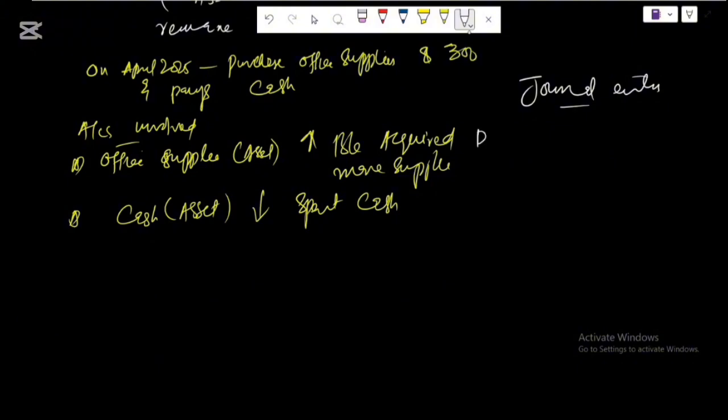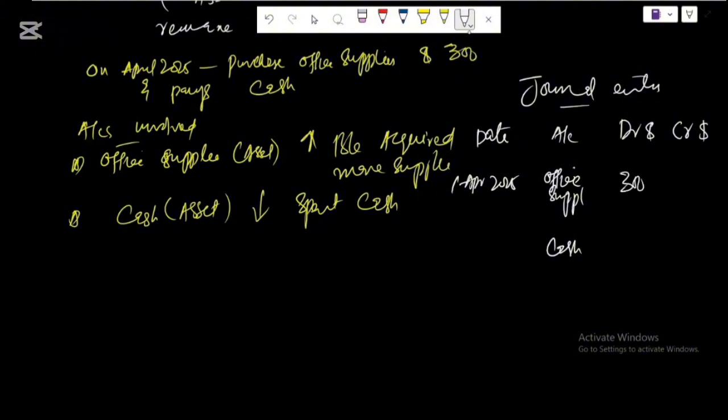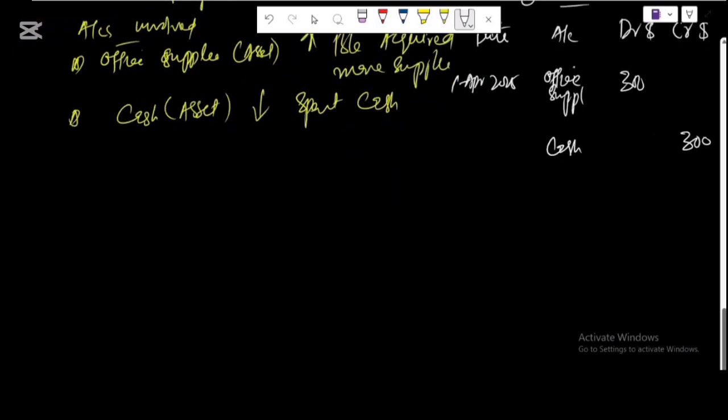Let me write it. This will be your date. Here you will have accounts. Here you will have debit, and here you will have credit. So here I'll just use the dollar sign. The transaction happened on the 1st of April 2025, the accounts are office supplies and also your cash. Your supplies are debited by 300 because you have received the asset, and your cash is credited because you have paid the cash. So this is the double entry system.